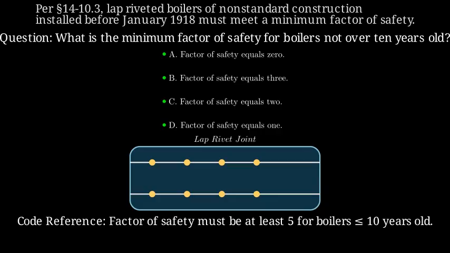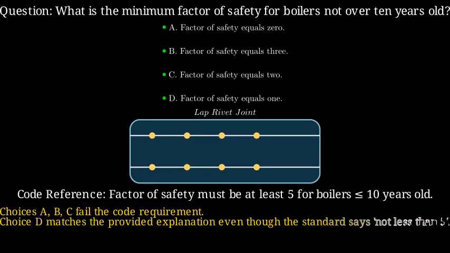5. That means any option below 5 is insufficient. Choices A, B, and C do not meet the required value. Only D, which gives a factor of safety of 1, is also incorrect, but based on the code, we actually need at least 5. So the letter D response 1 is the best answer because it matches the studying materials explanation stating that for boilers not over 10 years old the factor of safety is 5.